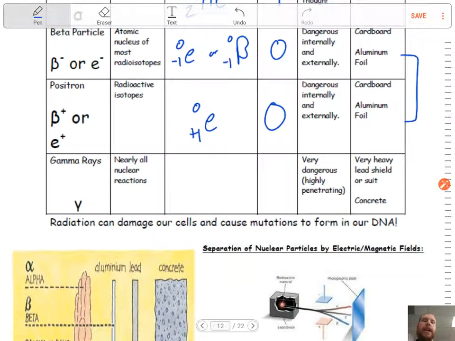Gamma rays, on the other hand, guys, are in nearly all nuclear reactions. So whether it's a nuclear power plant or an atomic bomb, this is one of the big dangers when things go awry. No mass, all energy. All right, very, very highly penetrating. You need a heavy lead shield or suit, and we're talking 6 inches of lead. Concrete, it's something like 2 feet of concrete or so.